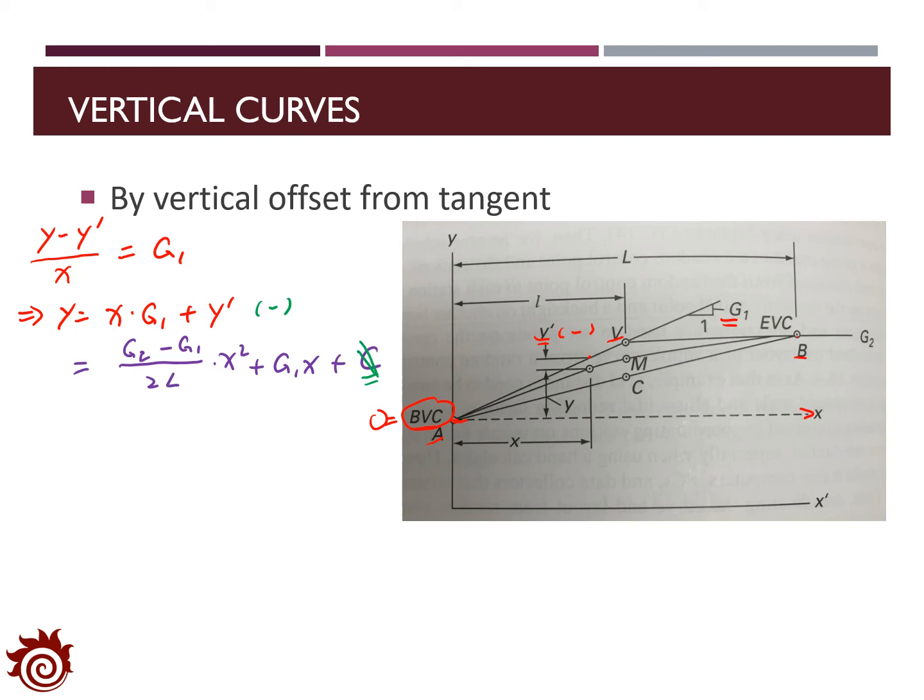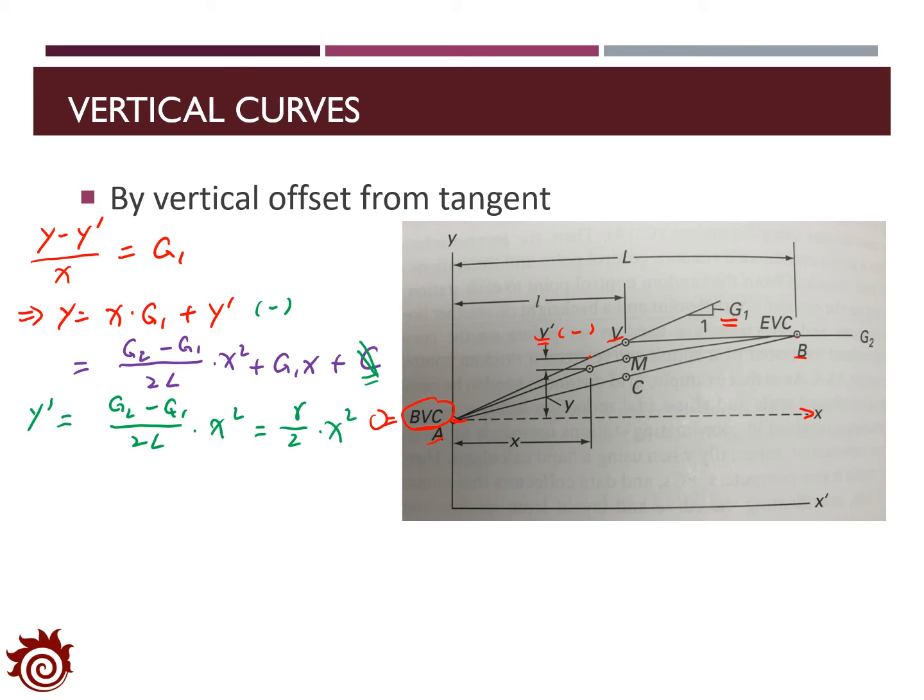With this equation, we can then find out the formula for the vertical offset y prime. So we have y prime equal to (g2 minus g1) divided by 2L times x squared. It also equals half r times x squared.